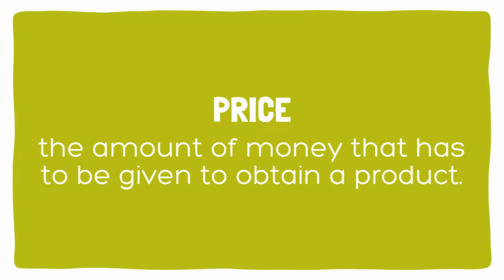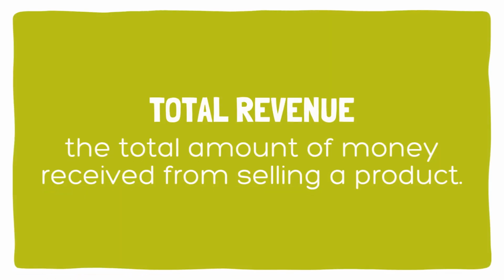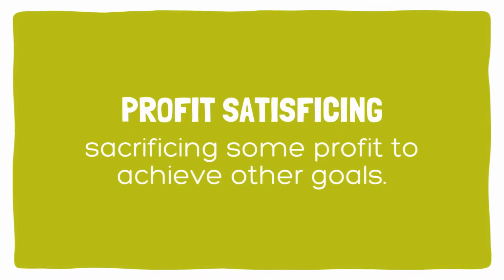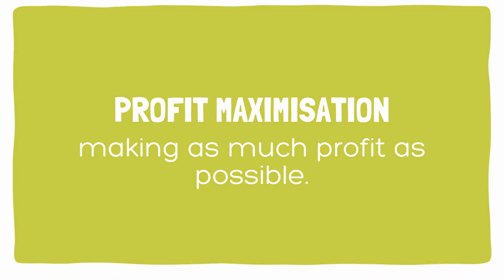Price is the amount of money that has to be paid to obtain a product. Total revenue is the total amount of money received from selling a product. Average revenue is total revenue divided by the quantity sold. Profit satisficing is sacrificing some profit to achieve other goals. Profit maximization is making as much profit as possible.